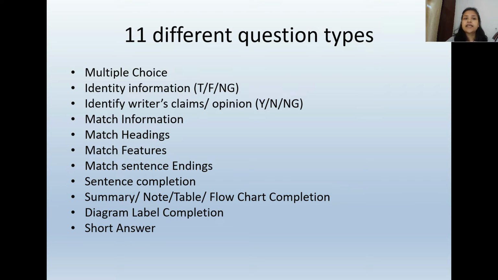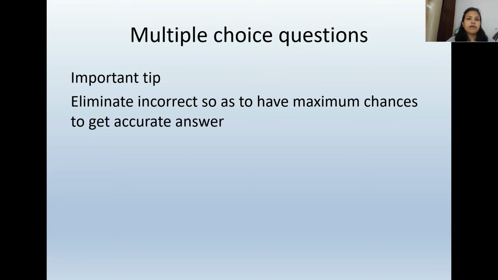So let's discuss examples for these different question types. So practice with me. Okay, first one, multiple choice question. In multiple choice questions you have an important tip: eliminate incorrect answers so as to have maximum chances to get the accurate answer. Means try to eliminate the answers which are incorrect. Okay, only then would the chances of getting the accurate answer be maximum.